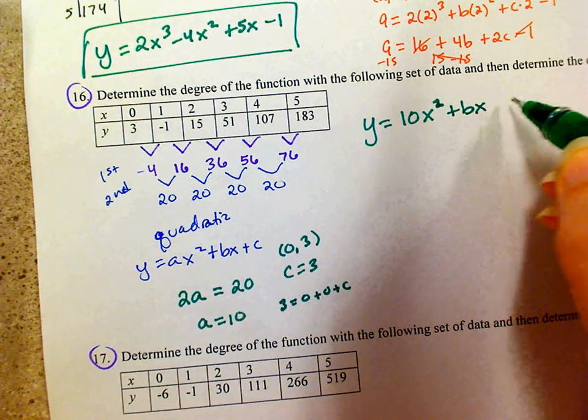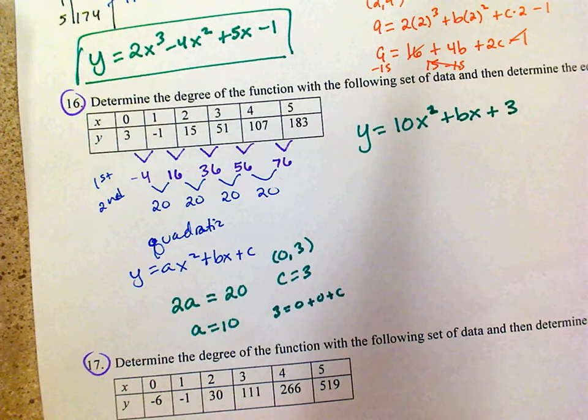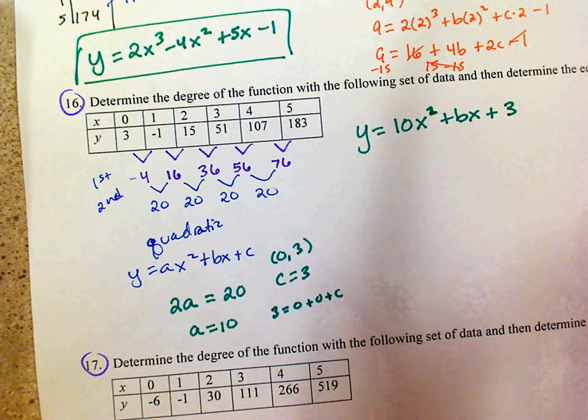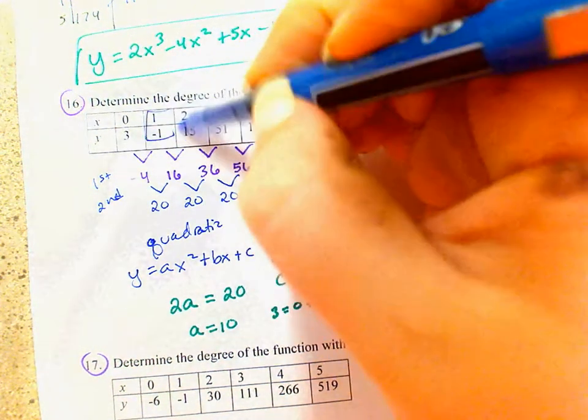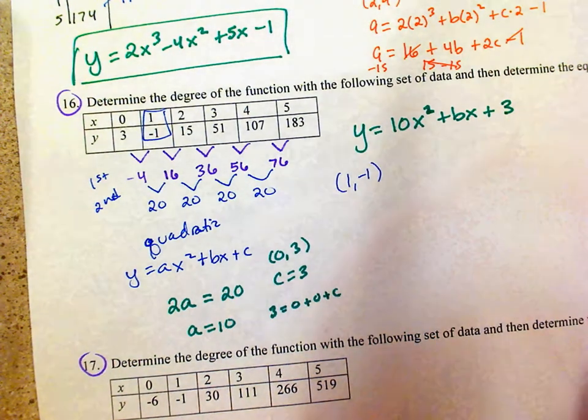Now, solving for a quadratic is actually a lot easier than a cubic because there's only one unknown, which means you only need to plug in one more point. I'm going to plug in the point 1, -1. Okay? This is my x, this is my y. So for y, I'm plugging in -1. For x, I'm plugging in 1.